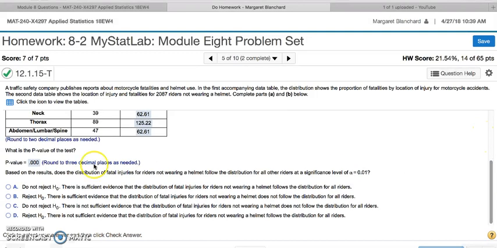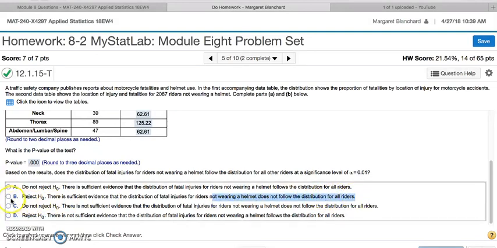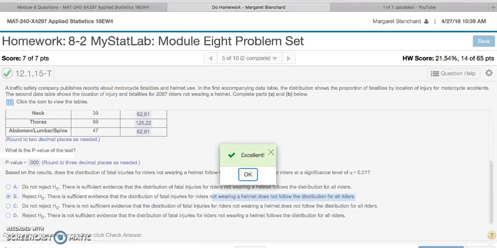Okay. Based on the results, does the distribution of fatal injuries for riders not wearing a helmet follow the distribution for all riders at a significance level of alpha 0.01? Again, if the p-value is less than alpha, we reject the null hypothesis, which is the case. So we already know it's going to be B or D. We can read the rest: there is sufficient evidence that the distribution of fatal injuries for riders not wearing a helmet does not follow the distribution of all riders. Well, that was our alternative hypothesis. So we know that's the answer.